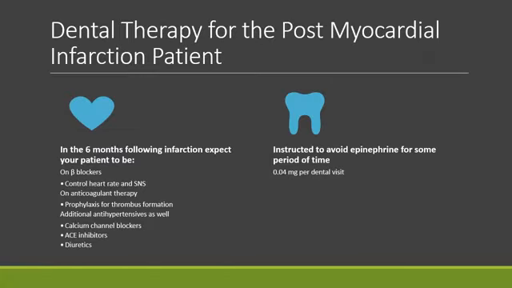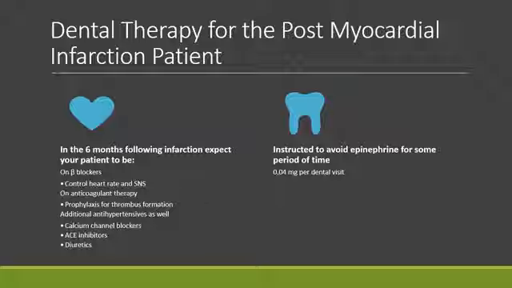In terms of drug therapy for the post-myocardial infarction patient, in the first 6 months, what do you expect them to be on? You expect them to be on a beta blocker to help control the heart rate and minimize the sympathetic nervous system tone. So that's going to decrease the demand component for the heart, basically make the heart relax. We'll also expect them to be on usually some sort of anticoagulant therapy, and that's going to help prevent any sort of thrombus formation. You're going to expect them to also be on blood pressure medications as well, either calcium channel blockers or ACE inhibitors or diuretics. So we're going to expect them to be on those medications.